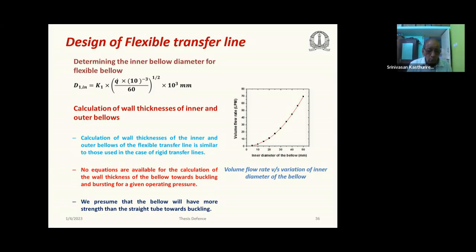There are no equations available for the calculation of wall thickness for the bellow case, and because of this, we are going to use exactly the same formulas which are used for rigid lines. So whatever wall thickness you want to calculate for the bellow will be calculated based on the rigid lines itself. The bellow, when you expand it, will have a larger length, right? That's what will happen.